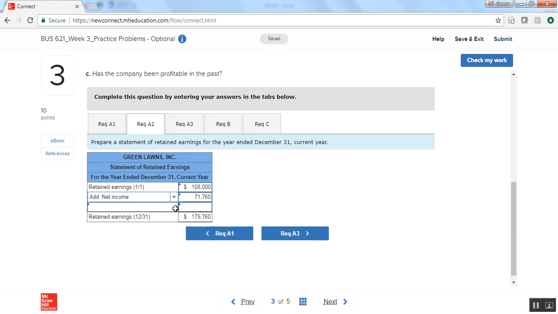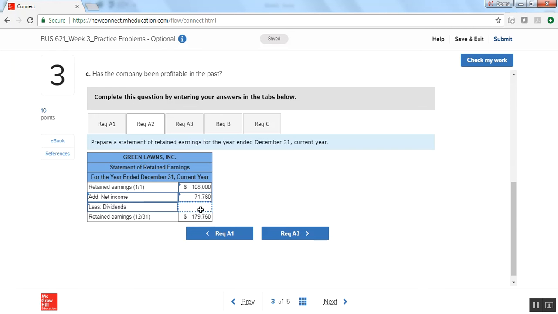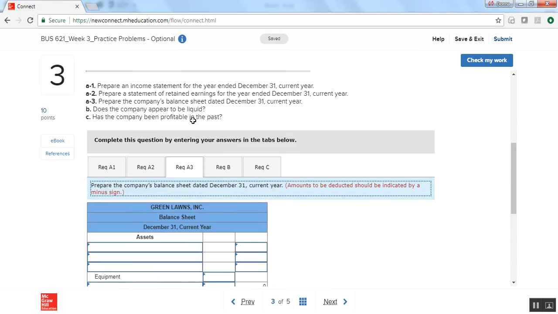Then we have our dividends. Remember, dividends decrease equity, so we're going to subtract our dividends of 4,800. And our ending retained earnings is going to be 174,960. Now we can put together our balance sheet.